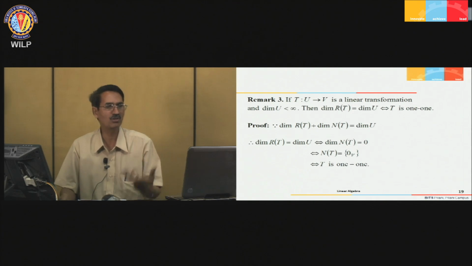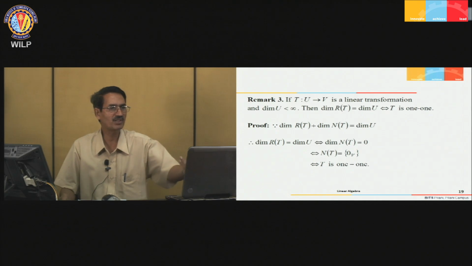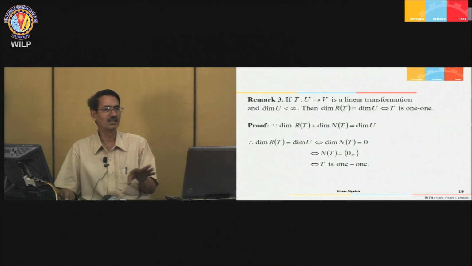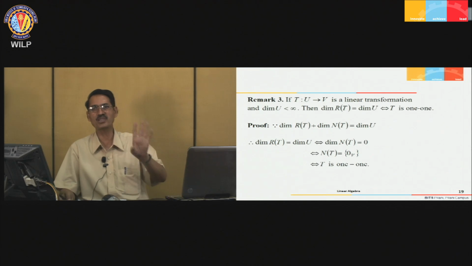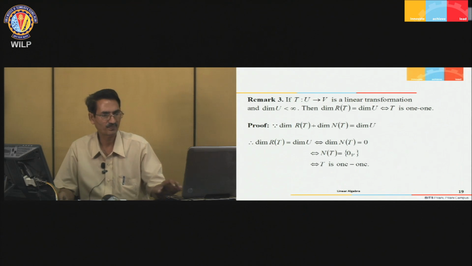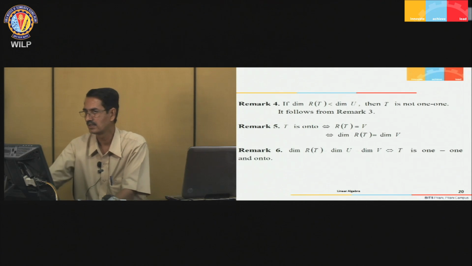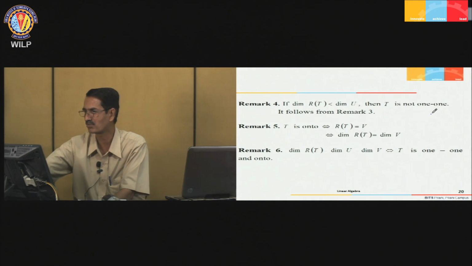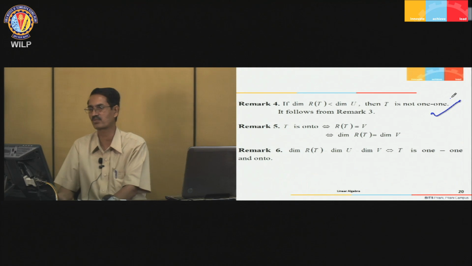Therefore, if T is not 1-1, then dimension of RT cannot be equal to dimension of U. But dimension of RT is always less than or equal to dimension of U, so this shows that dimension of RT is strictly less than dimension of U if T is not 1-1. So if dimension of RT is less than dimension of U, then T is not 1-1. It follows just from the previous one.